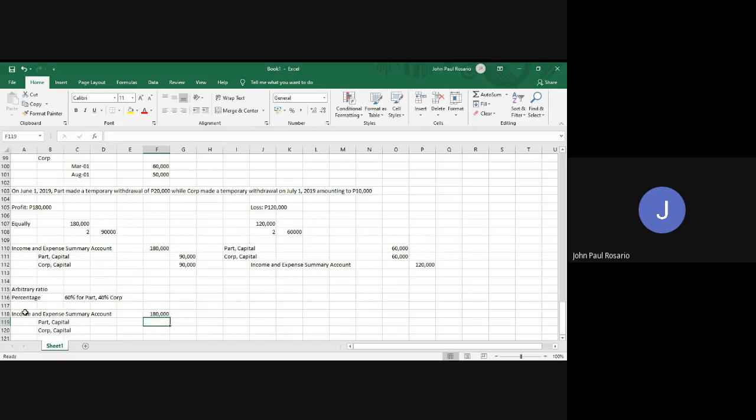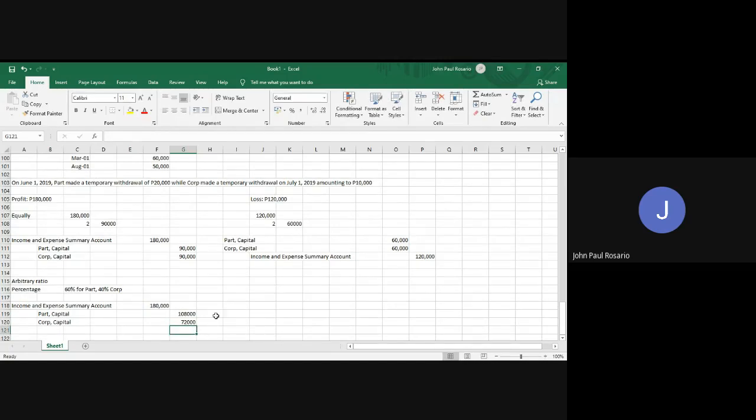Then 180,000. For Part, 180 times 0.60 directly. Actually, guys, you can convert the ratio or percentage to a decimal. Because if it is a percentage it is 100%, and if a decimal it equals 1. For example, 0.6 plus 0.4 is equal to 1. Then for Corp, it would be 180 times 0.40. Or, if you prefer to use the percentage, use 60%. The total would be 180.